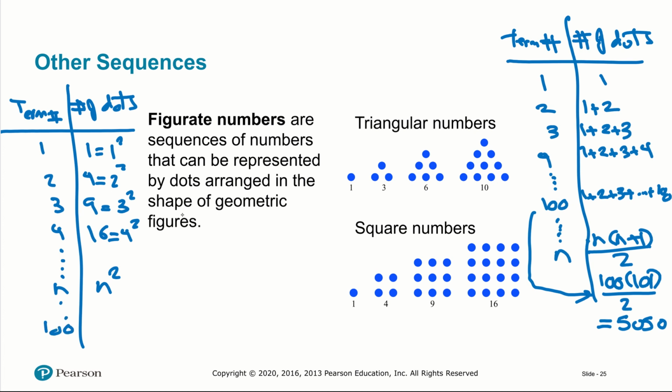That's easy too, right? It's just going to be 100 squared, which of course is 100 times 100. So a 1 and 1, 2, 3, 4 zeros. So there'll be 10,000 dots in the 100th term of this particular sequence. All right, so a couple of sequences involving figures. Make sure that you are comfortable with this before we move on.